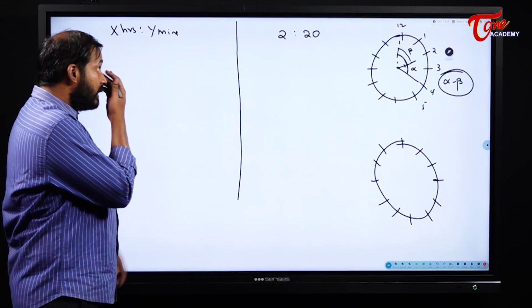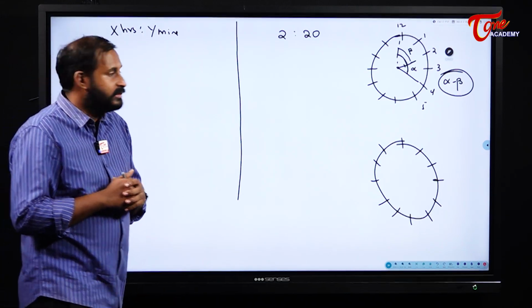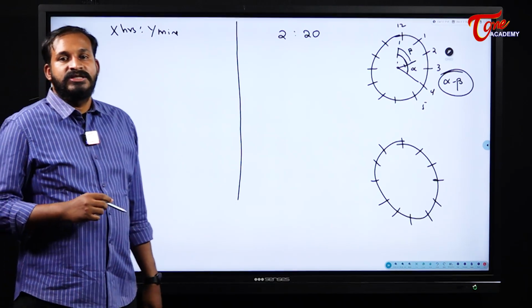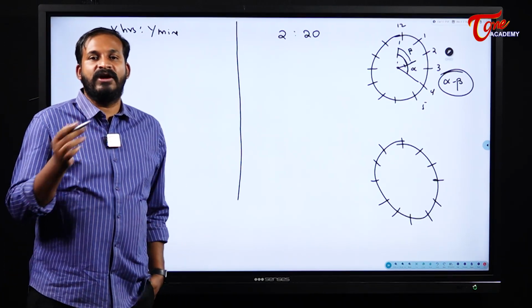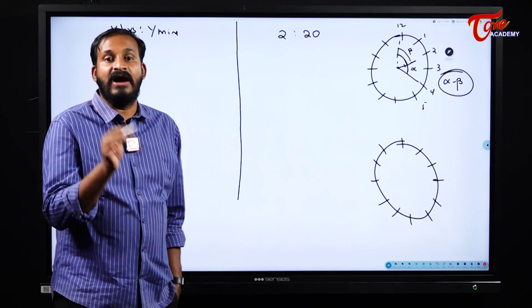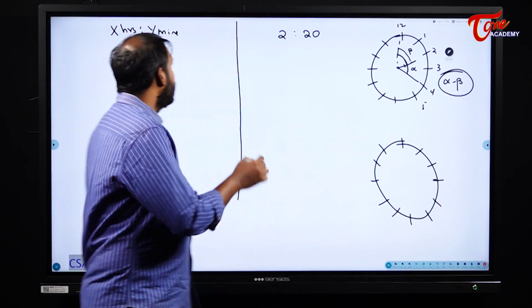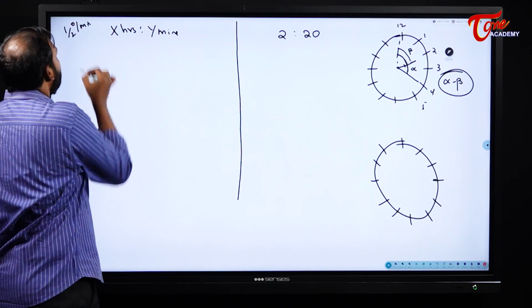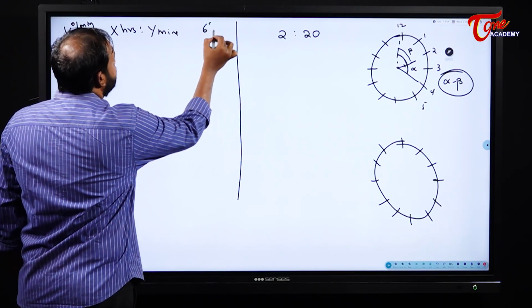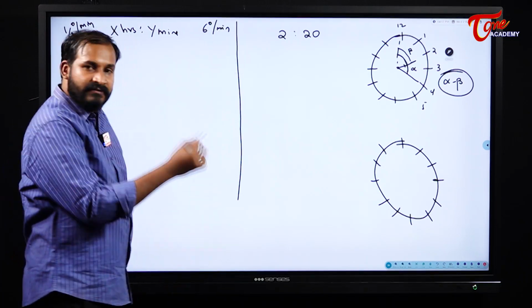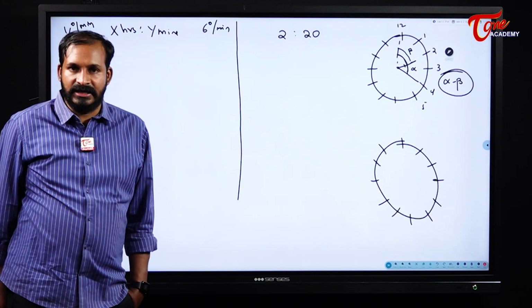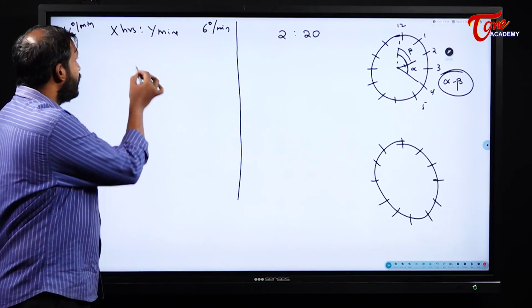Now same here, x hours, y minutes. Here we will use the concept of the speeds of the two hands of the clock. What is the speed of my hour hand? Earlier we discussed half a degree per minute. What is the speed of my minute hand? It is 6 degrees per minute. We learned this in our previous discussion. Now we have the time as x hours and y minutes, so how are we going to find it here?